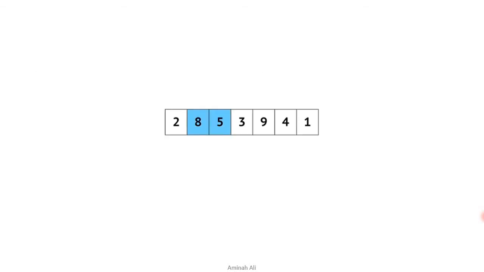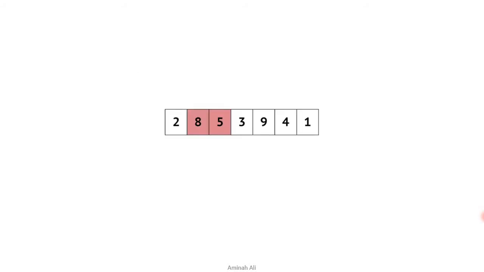So we are going to compare the consecutive items, like we compare 8 and 5. If they are out of place, we simply swap them. Like 8 is greater than 5, so we have to swap them. 5 has taken the place of 8 and 8 has taken the place of 5.